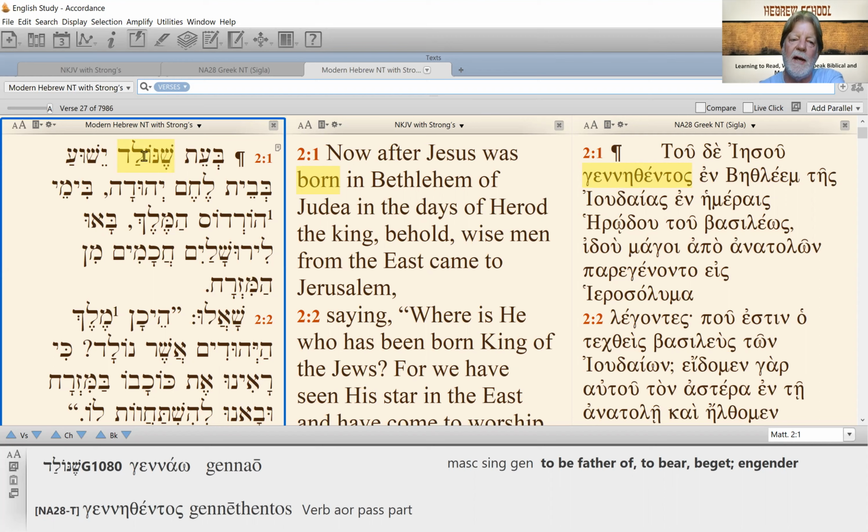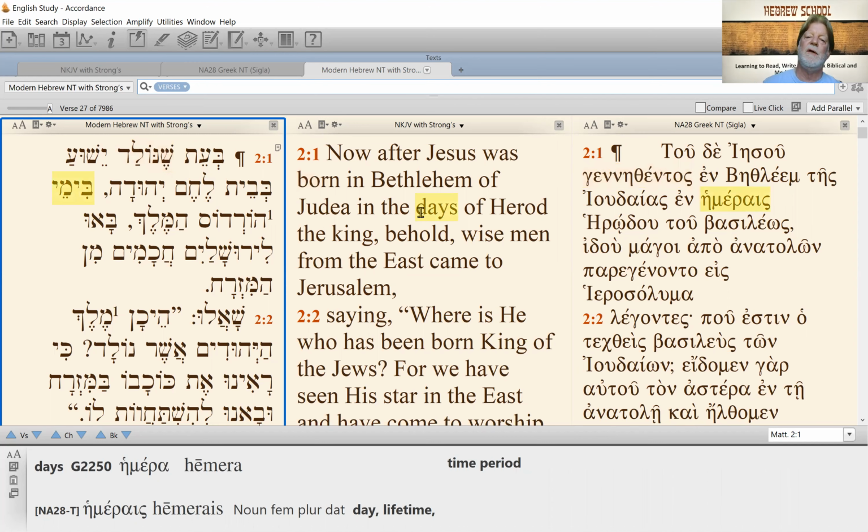So this word I've got highlighted is the word genao in the Greek, which means the same thing, to be the father of, or to bear, or to engender children. Nolad means to be born. So we've got that. We're also looking at the New King James Version with Strong's.